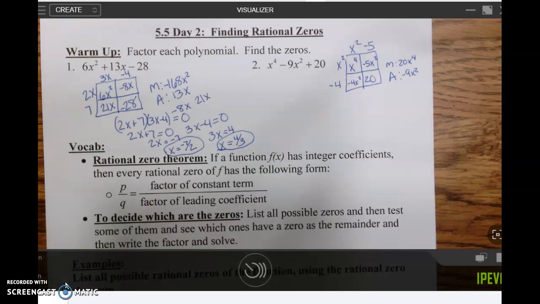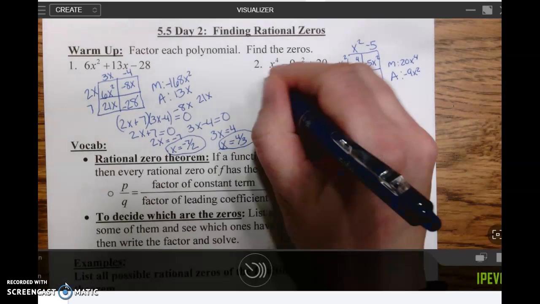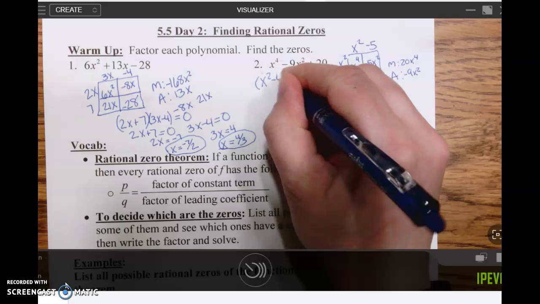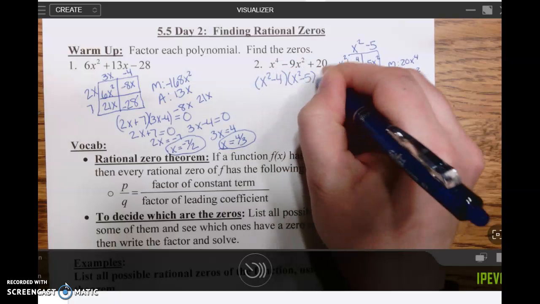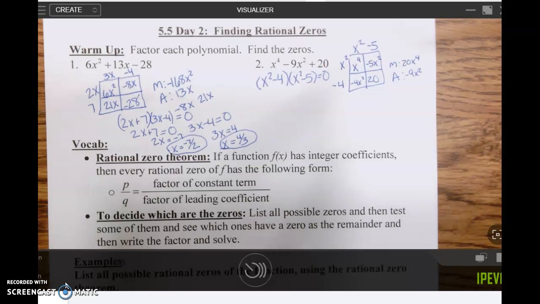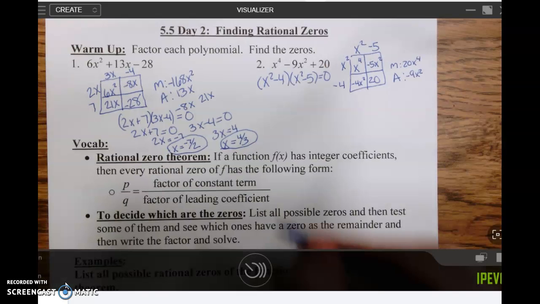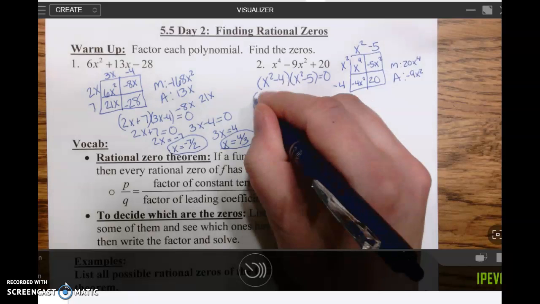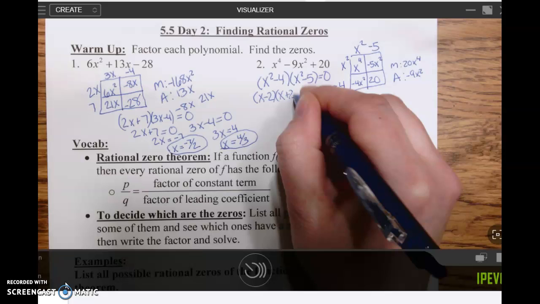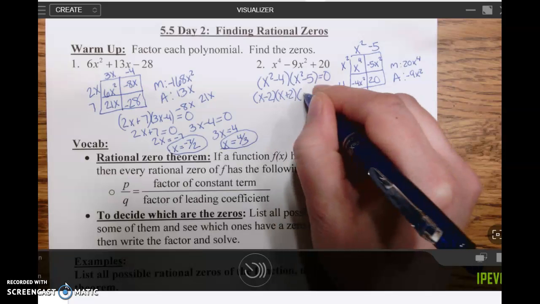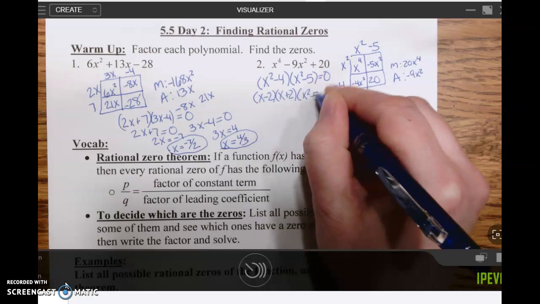And we need to factor and find the zeros. So from here we have x squared minus 4 and x squared minus 5. Now we could solve from here from square rooting, but I just want to point out that x squared minus 4 is your difference of two squares, which is your x minus 2 and x plus 2 pattern. 5 isn't a perfect square, so we can't do that with a 5.